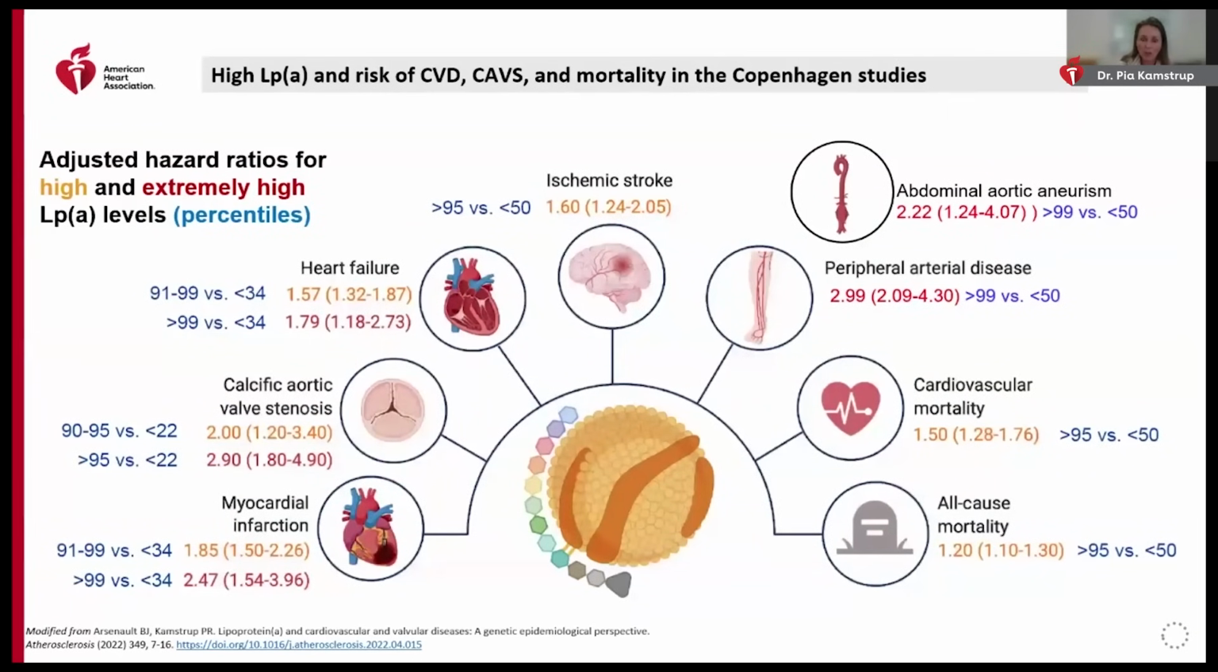Now, while the highest risk estimates have been found for myocardial infarction, calcific aortic valve stenosis, and PAD, as summarized on this slide, high Lp(a) levels additionally associate with increased risk also of incident heart failure, ischemic stroke, and cardiovascular and total mortality. However, for these endpoints, Lp(a) levels typically have to be in the top 5 or top 1 percentile to translate into clinically relevant risk increases, as illustrated on this slide, depicting adjusted hazard ratios for high and extremely high Lp(a) levels in the Copenhagen studies.